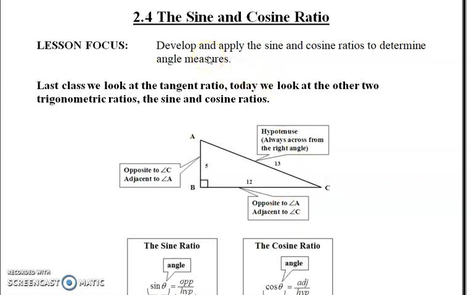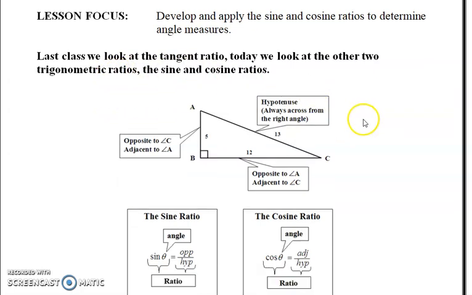It's very similar to that of the tan ratio. However, now we're going to use the hypotenuse. We did look at the tangent ratio in the previous two lessons. When you're labeling your right angle triangle, they're labeled the exact same way.